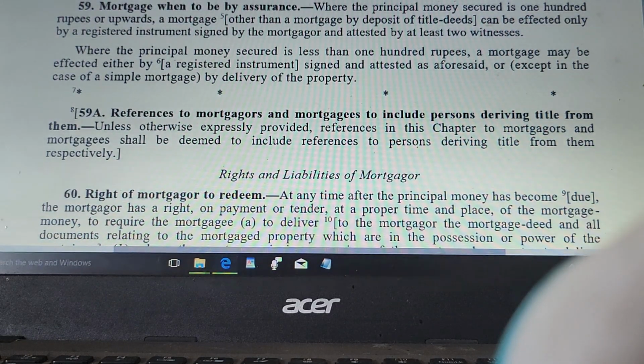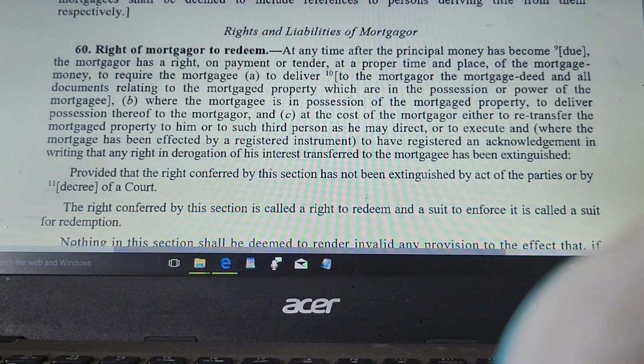59A. References to mortgagors and mortgagees to include persons deriving title from them, unless otherwise expressly provided. References in this chapter to mortgagors and mortgagees shall be deemed to include references to persons deriving title from them respectively.